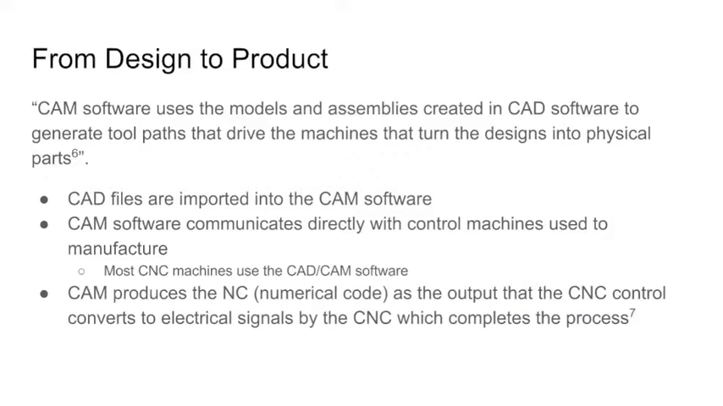Once the designs in CAD are created, analyzed, and approved, the CAM software uses the models and assemblies created in the CAD software to generate toolpaths that drive the machines that turn the designs into physical parts. Ultimately, it is because of the ability to create these solids of revolutions that the design for the manufacturing process is as impactful in both the cost and the actual manufacturability of the products.